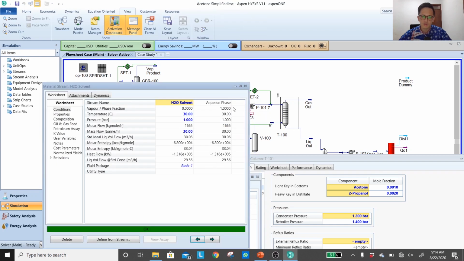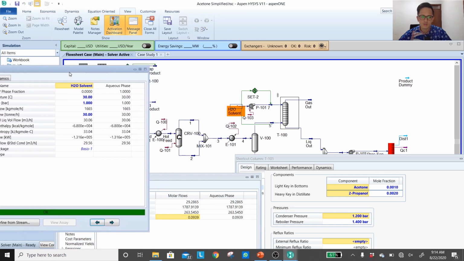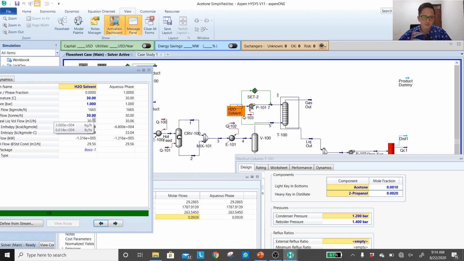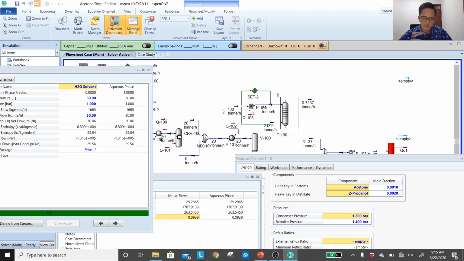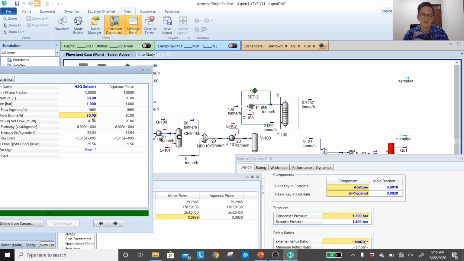Remember when we played around with the amount of the solvent going into the stream. Okay, it's 30 ton per hour to get almost free acetone at the top of the absorber. And we also probably notice that the amount of the water sent into the process is very big. Okay, the flow rate is even higher than the flow rate of our feed streams. Okay, so that may also be the case. We can check the consequence.